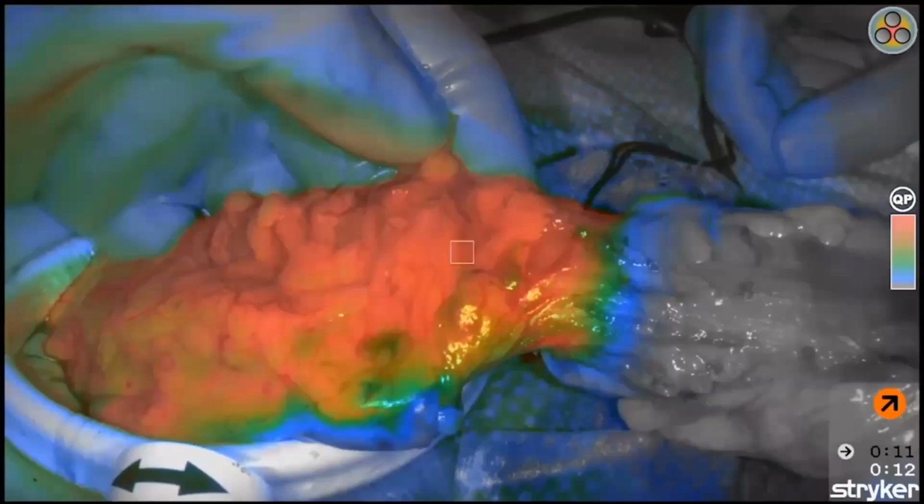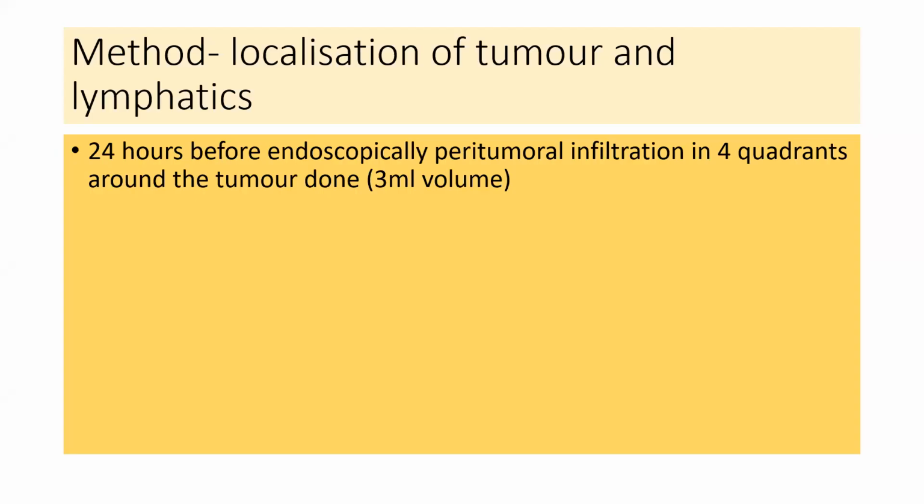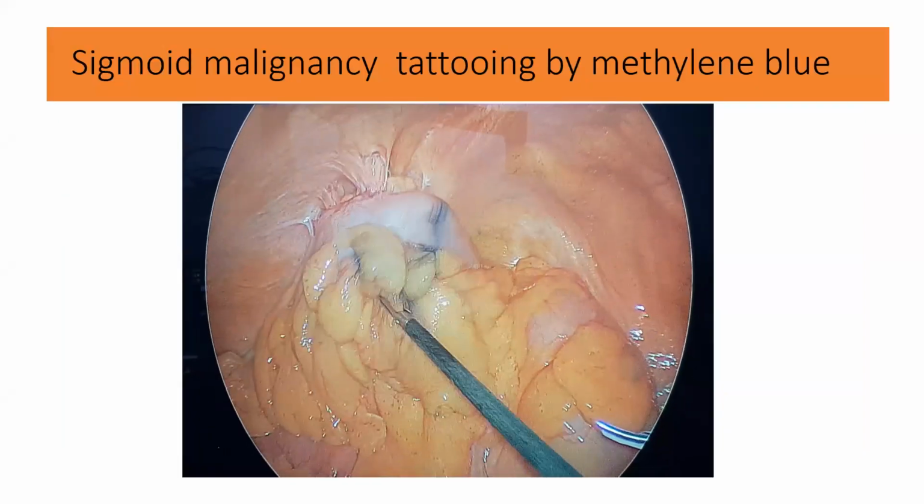So same thing, the black is least vascular, red is very good vascularity. So we will have to resect in the red margin. Now going ahead with the location of the primary. Many times we are unable to locate the primary when doing laparoscopy because we don't have the haptic sensation. Therefore, we can instill the ICG dye 24 hours before, endoscopically, with peritumoral infiltration in 4 quadrants around the tumor. Around 3 ml is to be given. So that is how it can be detected very well.